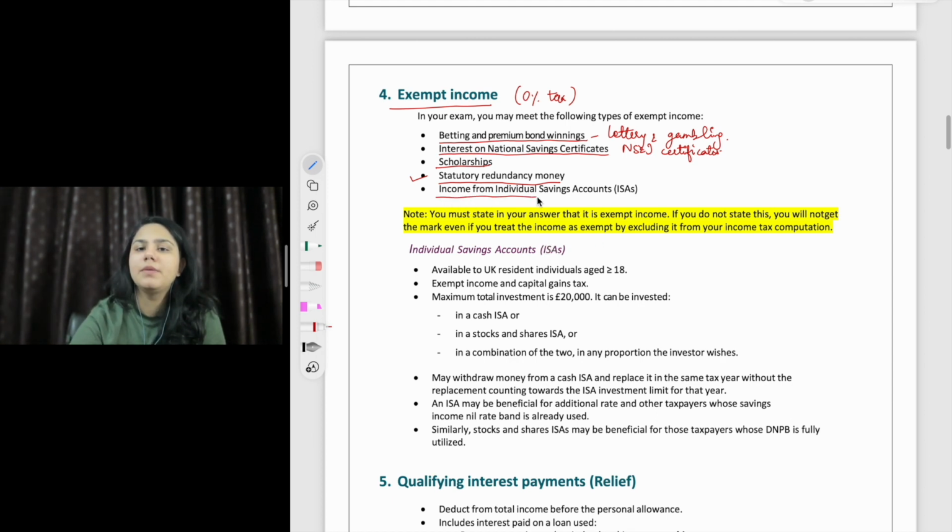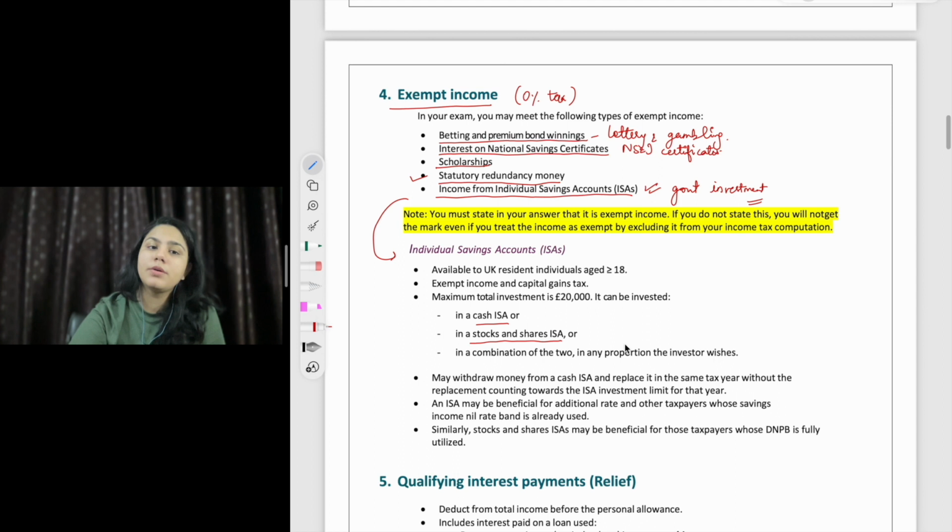Then income from an individual savings account, again a type of government investment, where you invest your money and any income received from it is going to be tax free. Now, individual savings accounts are broadly of two types: cash ISAs and stocks and shares ISAs. There are four types, but in our syllabus, we are going to learn that they are broadly of two types.